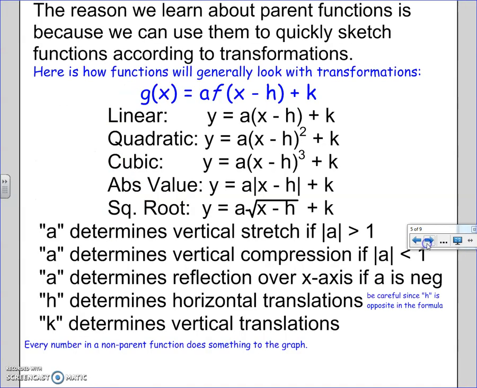Alright. So the reason we care about parent functions is because we can use them to quickly sketch functions according to transformations. Everything will always be based off the parent. It's just moved up, down, left, right. It could be magnified, flipped, reflected, all that stuff. So here's how functions generally look with transformations.